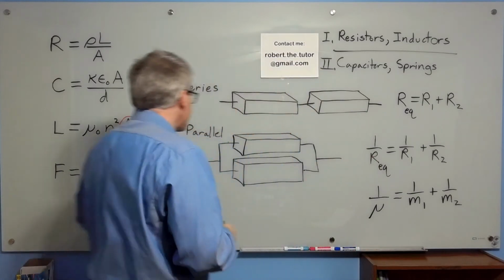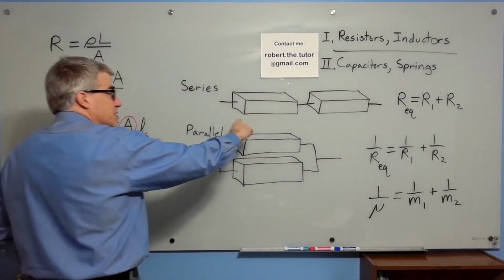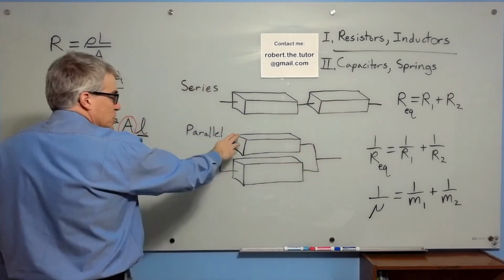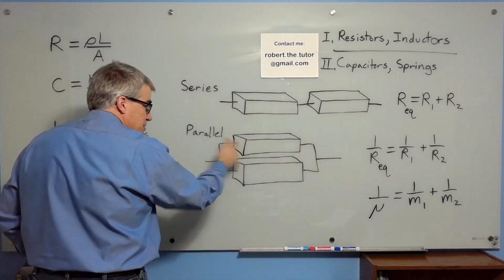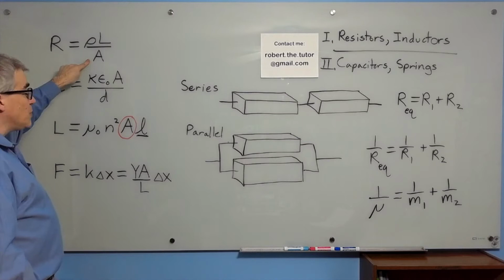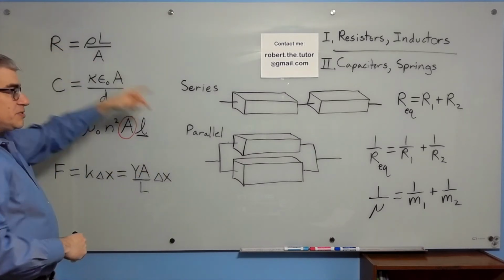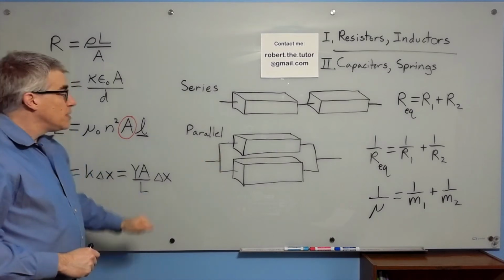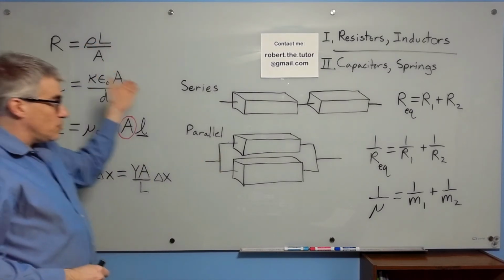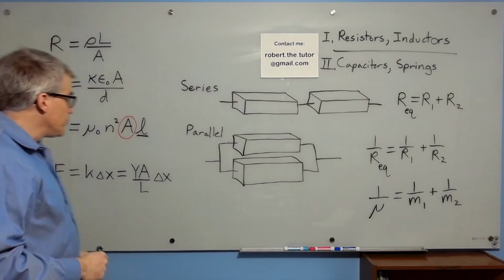Here's why. When objects are in series, you're adding their lengths. When objects are in parallel, you're adding their areas. When area is on the bottom, if you want to add areas in parallel, you have to flip this over. And so resistors add upside down in parallel. But the length is on top, so resistors simply add in series.